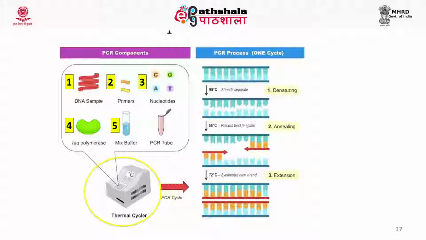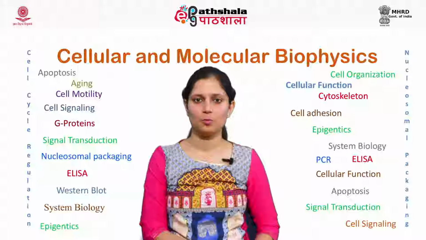All these 5 components go into a reaction mixture in a PCR tube. This PCR tube is placed in a thermal cycler. Now let us see what is this thermal cycler.